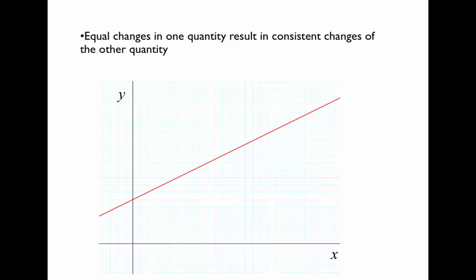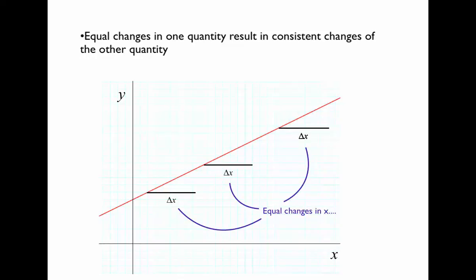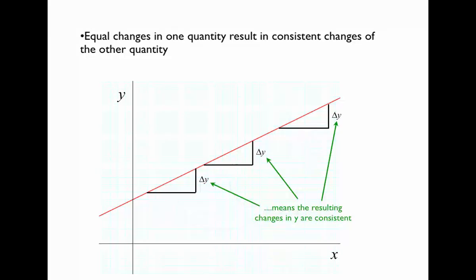So the first thing here, equal changes in one quantity. Here I'm showing you equal changes in X, okay? Whenever you apply an equal change in X, what do you get? What does this tell you that we get? Yeah, the corresponding changes in Y will all be consistent. They'll be equal to each other. So if you apply the same change in X every time with constant rate of change, you're going to get the same resulting change in Y, right? If you got a different change in Y for the same change in X, then you wouldn't have constant change, right? You would have a changing rate of change.